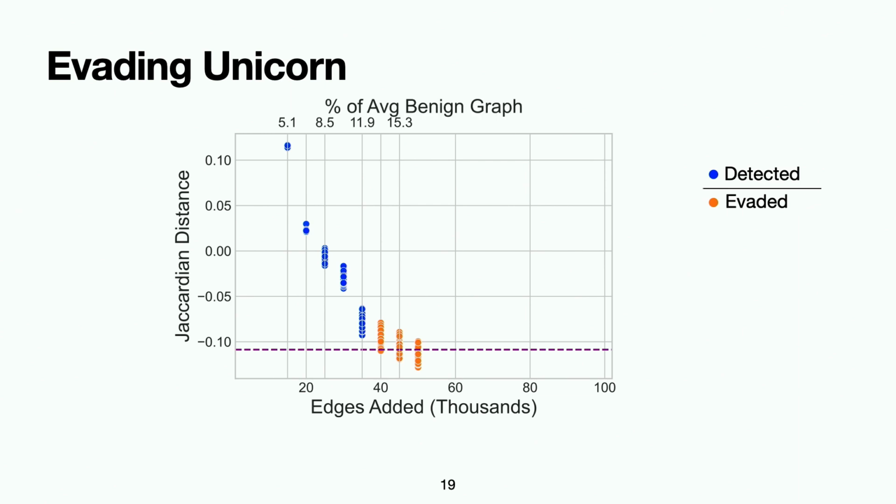Now, this may seem like a lot of additional edges added. However, if we look at the size of the graph produced, it's a small fraction of the average size of a benign graph. As a result, any statistical test used to detect these perturbations is non-trivial.